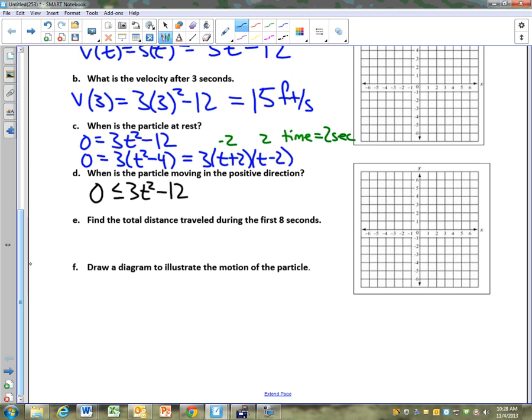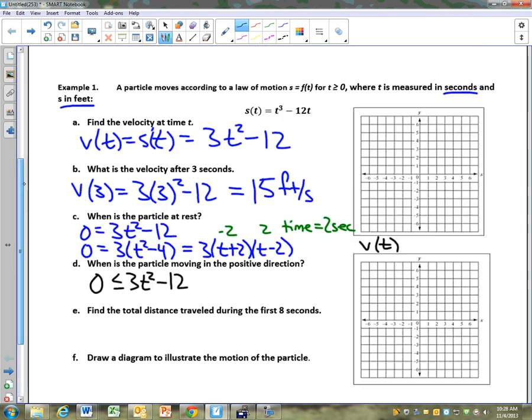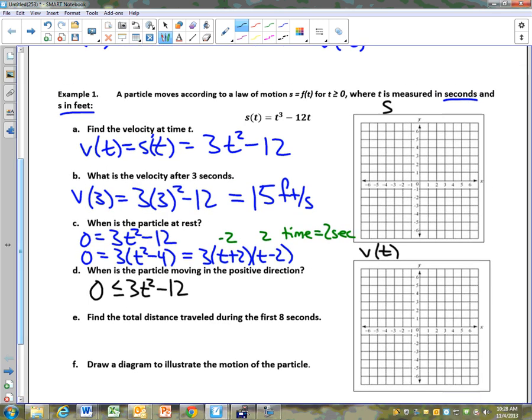So here's what I want to do. I want to help you guys understand graphically what's going on. Again, if you really want to be a refined mathematician, you've got to be able to think about the graph as well as the algebra. So we have v of t down below. We're going to have s of t up top. And let's just think of this graph. What does t to the third minus 12t look like?